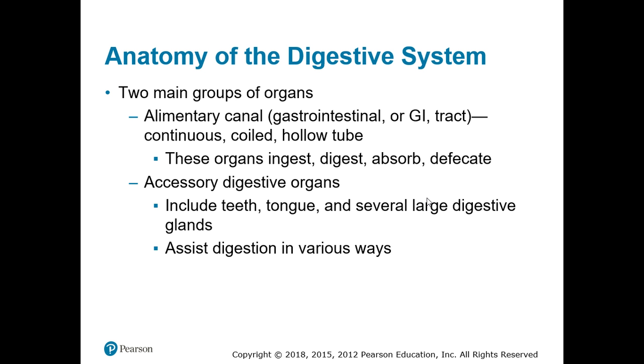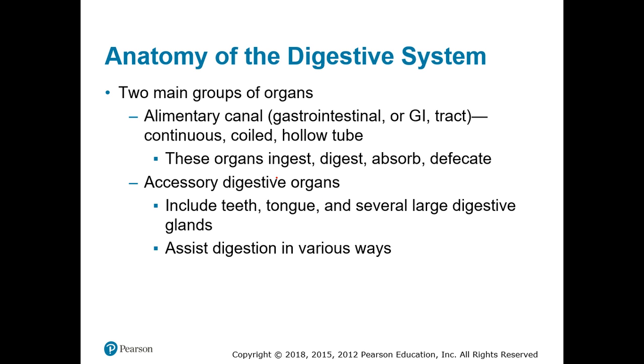In terms of anatomy, there are two main groups of organs. The first group of organs that we're going to learn about is the alimentary canal, also known as the gastrointestinal or GI tract. This is a continuous coiled hollow tube. This is the part of our digestive system that does those four functions: ingest, digest, absorb, and defecate.